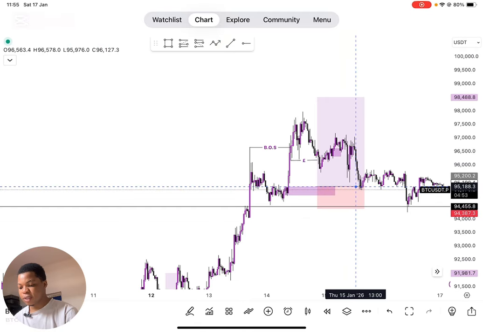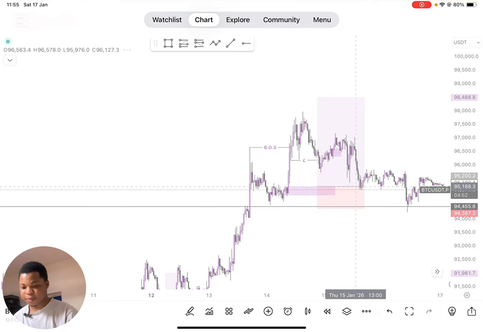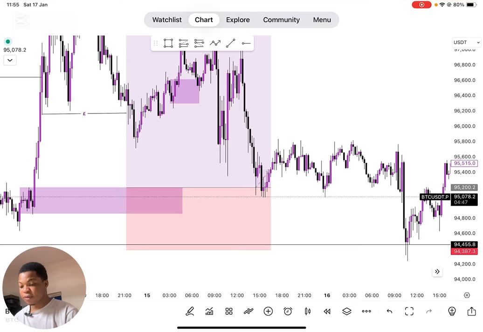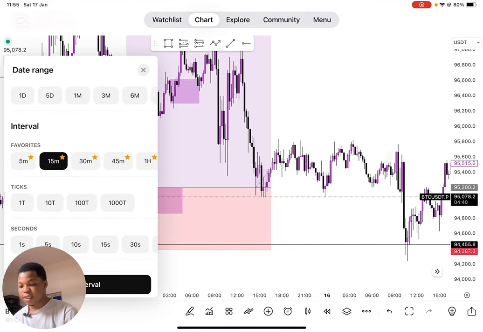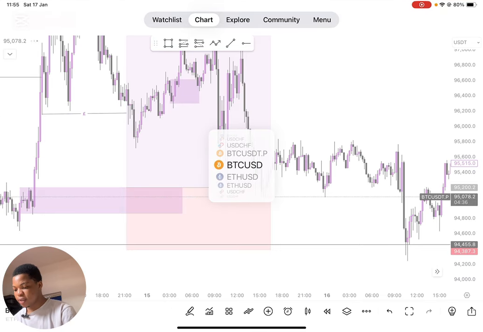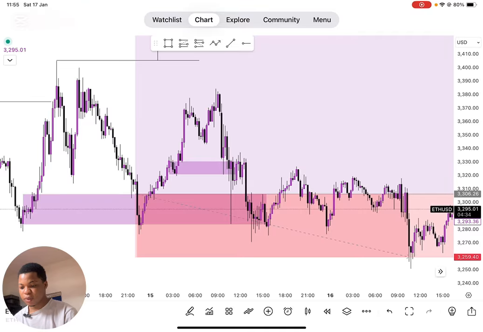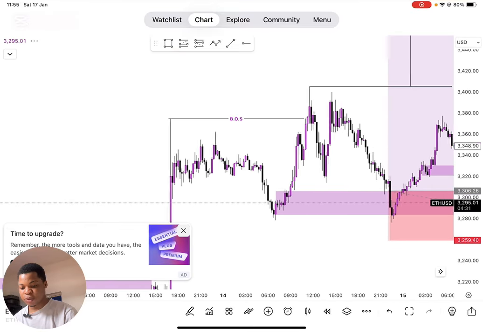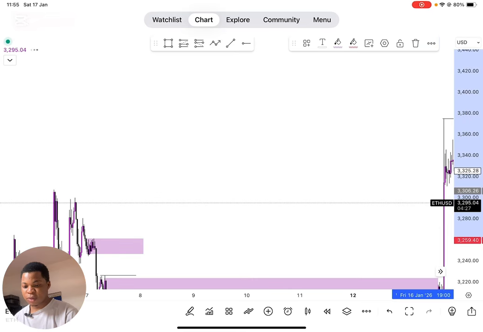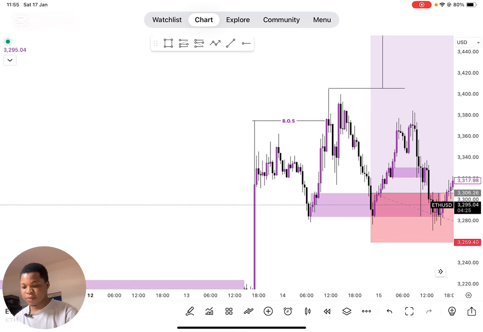So when price got there on the 15-minute time frame, you can see right on the 15-minute time frame, price didn't give us any engulfing candlestick. It didn't. So I didn't take this trade on BTC USD, so I took it on Ethereum USD. So this was it on Ethereum USD, and the confirmation I used on Ethereum USD was the 30-minute confirmation.